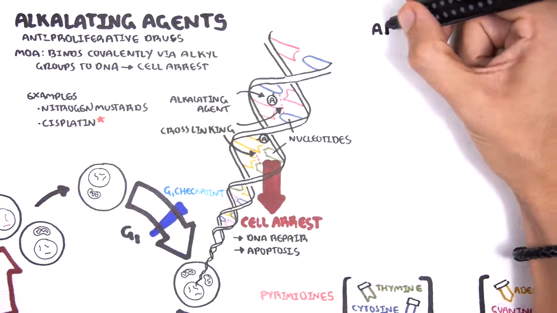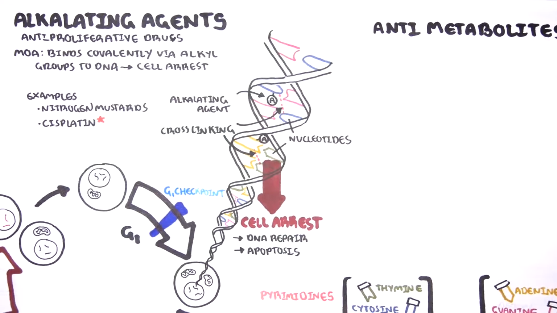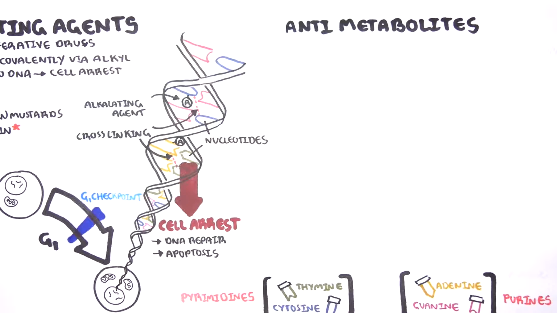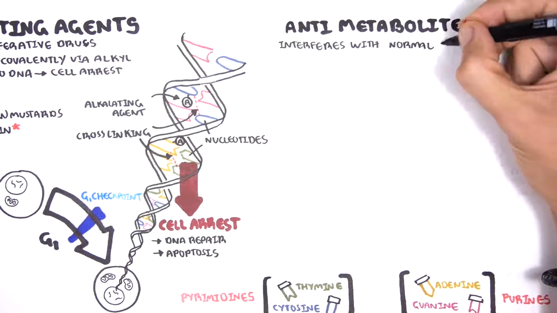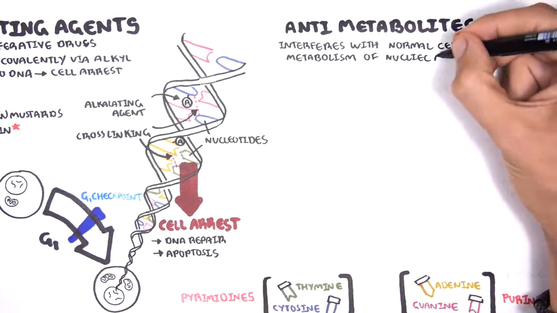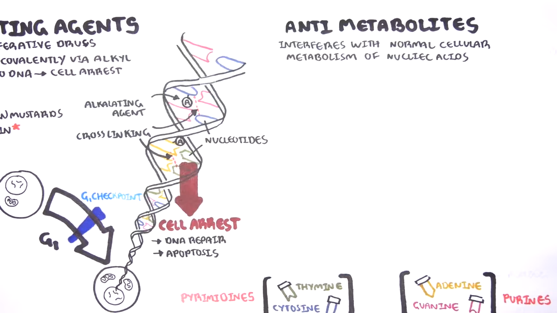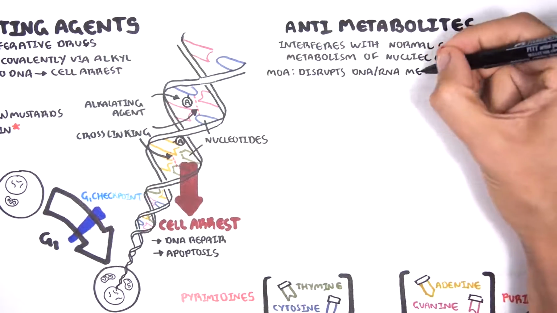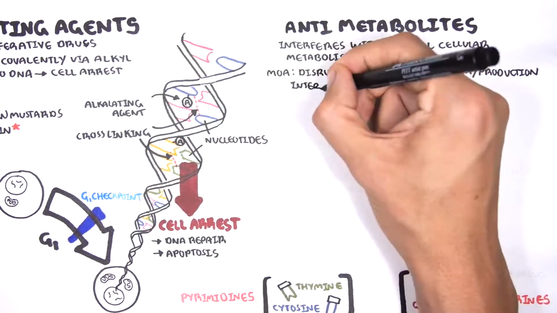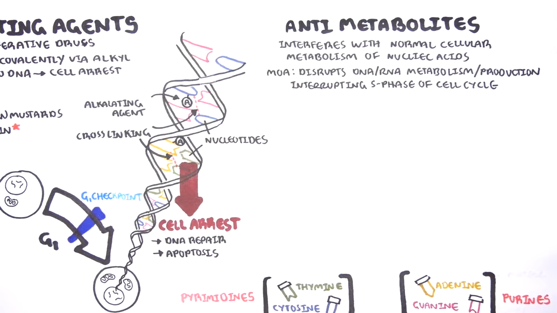The next class of chemotherapy agents are the anti-metabolites. These guys interfere with normal cell metabolism of nucleic acids. So really, they disrupt DNA and RNA metabolism and production, interrupting the S phase of the cell cycle. We will focus on DNA metabolism here.